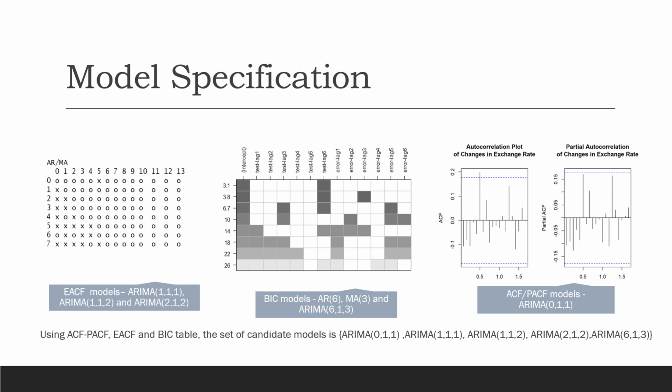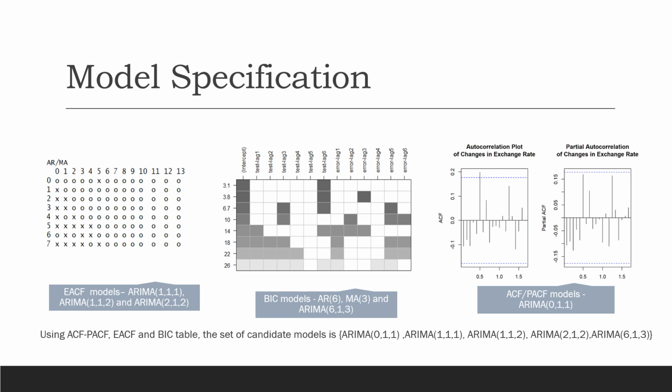After detrending and normalizing the data, we have applied ACF, PACF, EACF and BIC table to identify a set of candidate models for our exchange rate data. Based on EACF, we can find three ARIMA models such as ARIMA 111, ARIMA 112 and ARIMA 212. Based on BIC table, we have found AR6, MA3 and ARIMA 613 as candidate models.